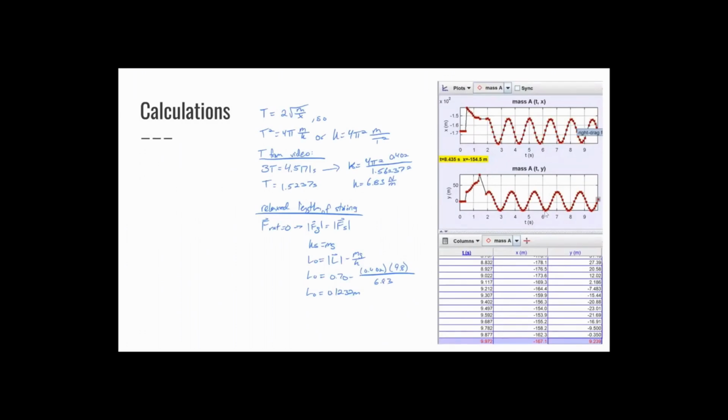These were my calculations. I found the oscillation period, and I also calculated the relaxed length of the string, as seen below. Then on the right over here is where I have my graphs from Tracker. After the beginning, you can see the oscillations in the graph.